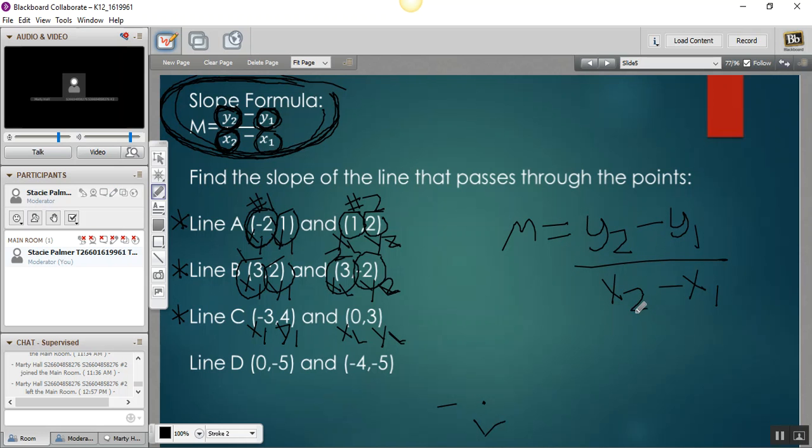So now we just plug in what we know. We know that the y of the second point is 3. We know the y of the first point is 4. We know the x of the second point is 0. And we know the x of the first point is -3. So 3 minus 4 is -1. 0 minus -3 is 3. And a negative divided by a negative is a positive. So our slope for line C is 1/3.